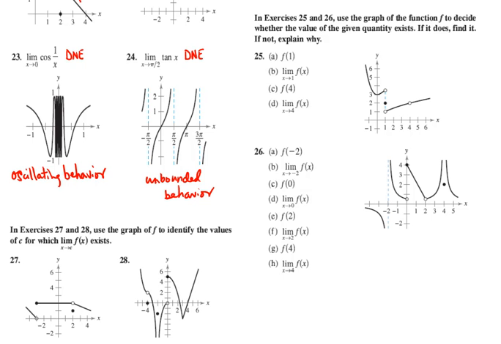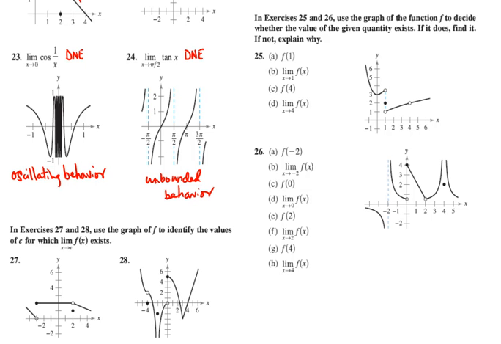Once again, those are where the behavior differs from the left and the right, where we have unbounded behavior, and where we have oscillating behavior. So if a limit doesn't exist, it has to not exist due to one of these reasons. So let's take a look at the graph in 25 and 26 and answer those questions.